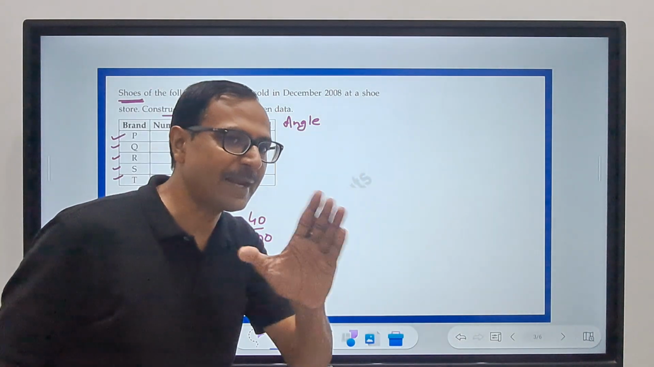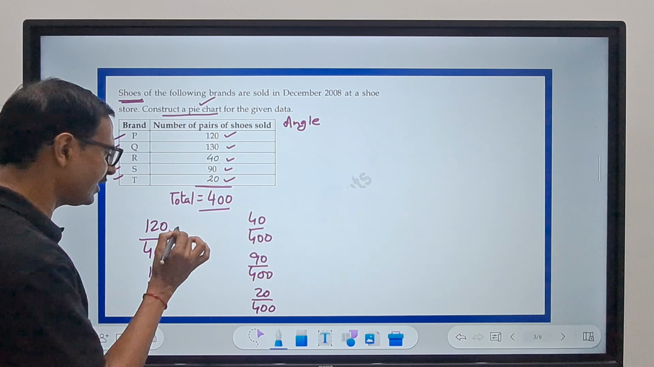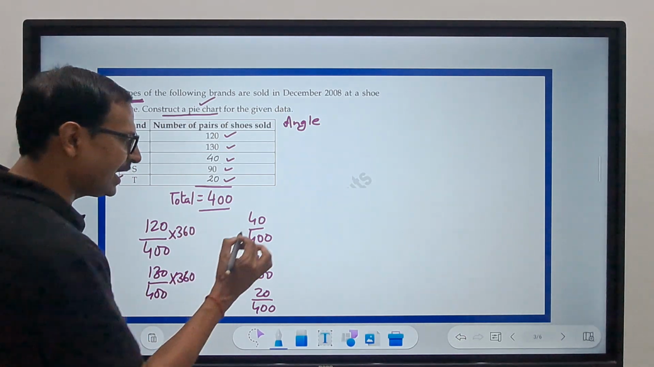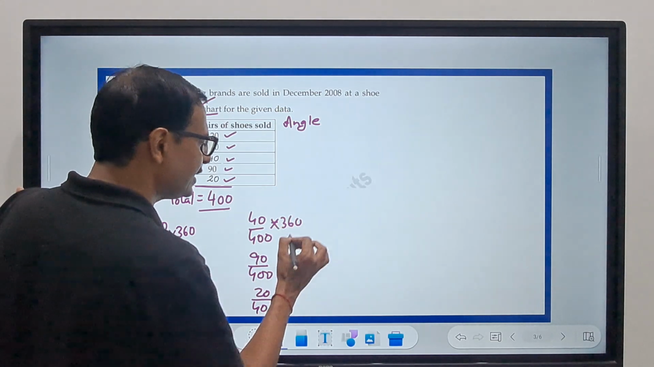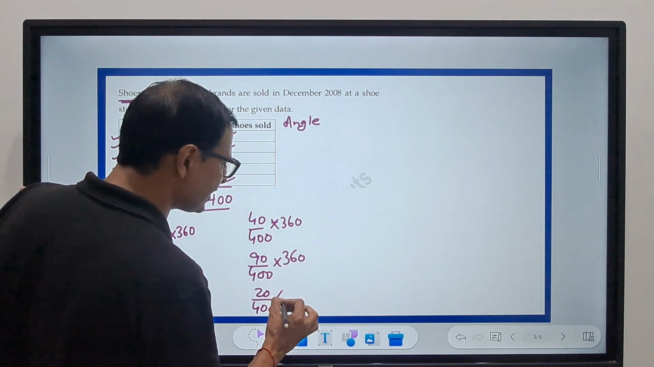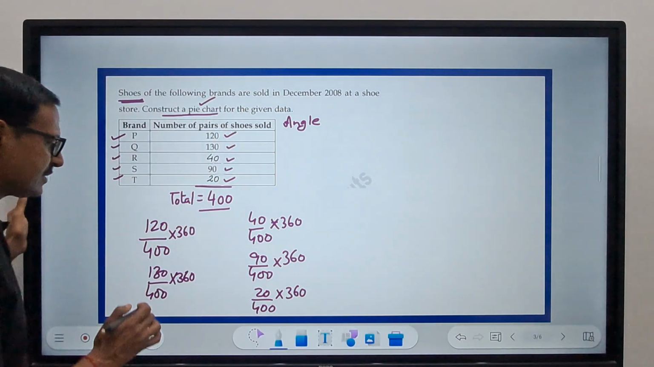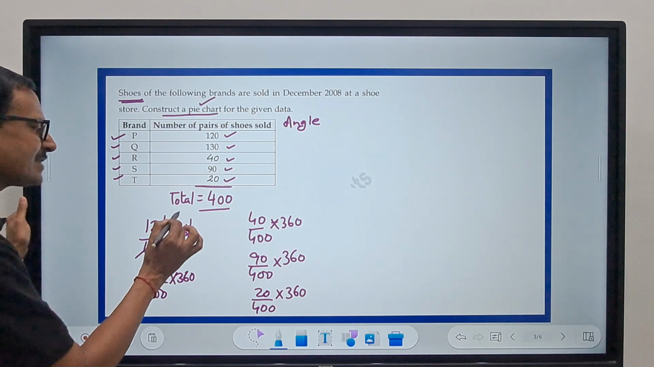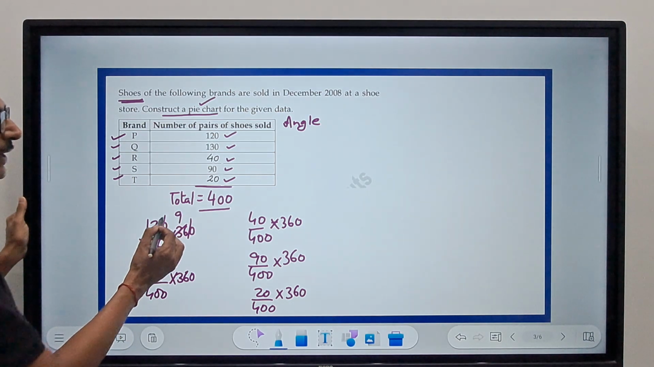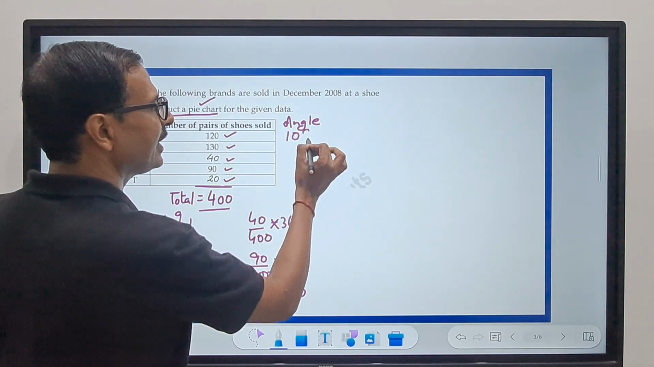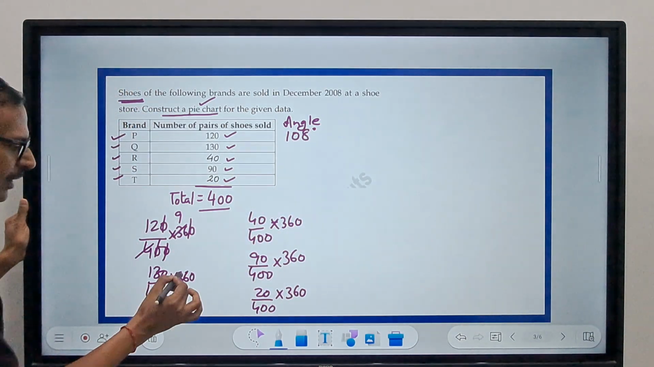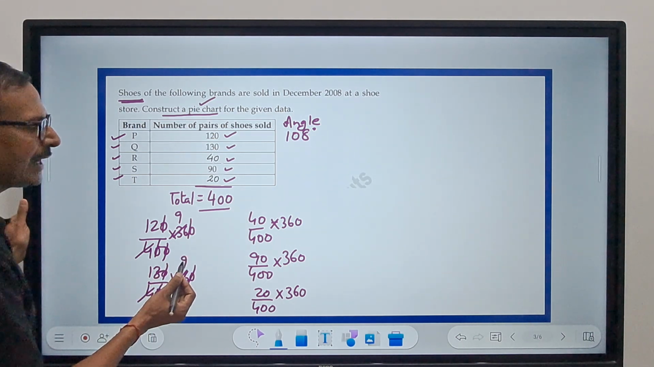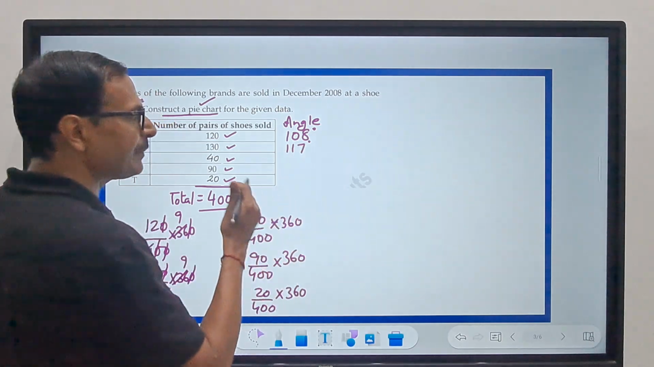All these are fractions of a particular brand of shoes sold. Now to convert them into sector angles, we just need to multiply by 360. Everything will be multiplied by 360 and suddenly you will start getting all the sector angles. I'll simplify all these and show you that this gets converted to angles. I can see the zeros getting cancelled. 4 cancels 36 nine times, and 12 times 9 is 108. So the first angle is 108 degrees. Likewise the second angle, 130 upon 400 times 360, 4 cancels 36 nine times, 13 into 9 is 117 degrees. See, I am getting all the angles.